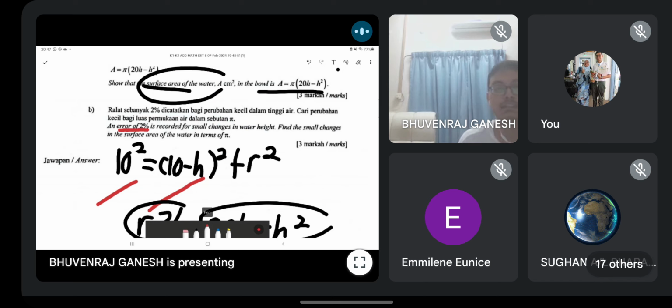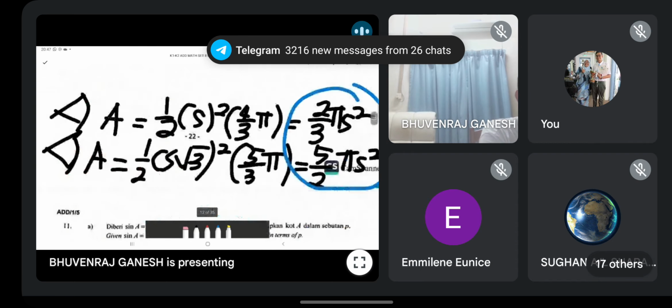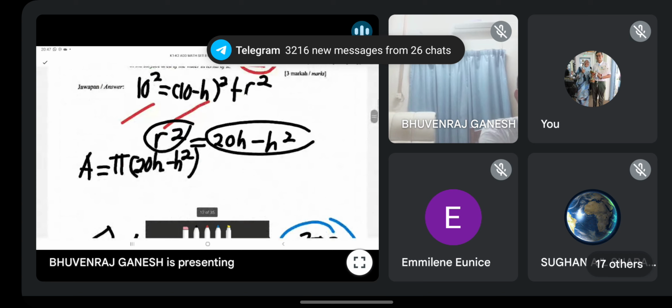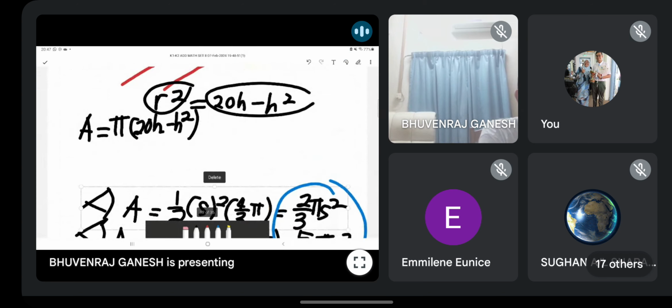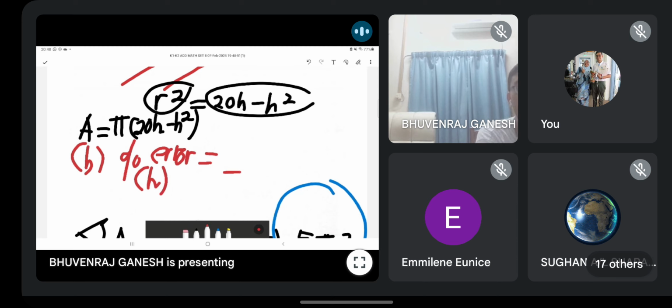Dia ada masalah sikit in the height. 2% error. So guys, can you all tell me what is the formula? Apa rumus untuk kira peratusan error tu? What is the formula? Anyone? Percentage error equal to what? Can anyone tell? For the height, this one we're talking about the h. So what is the formula here?